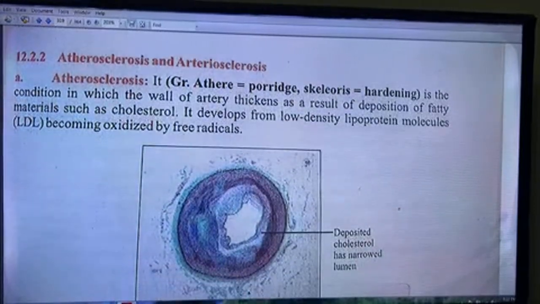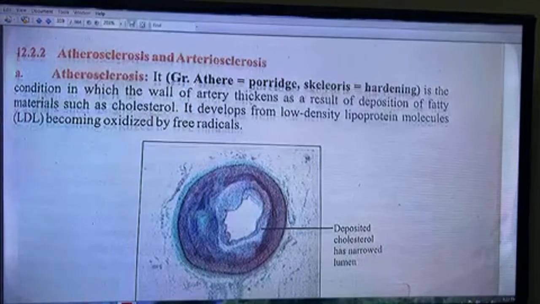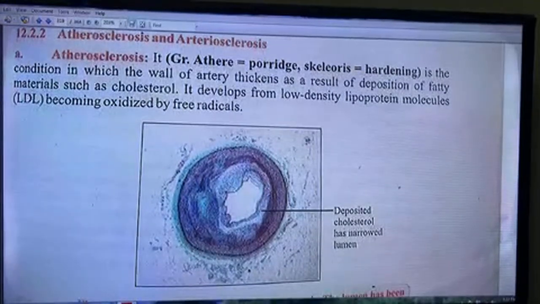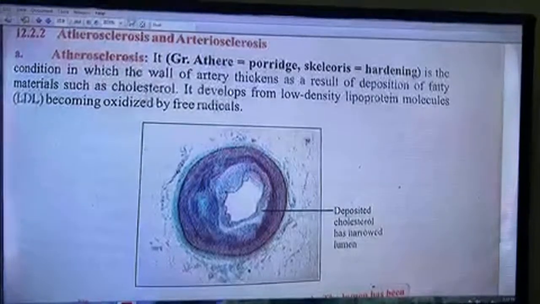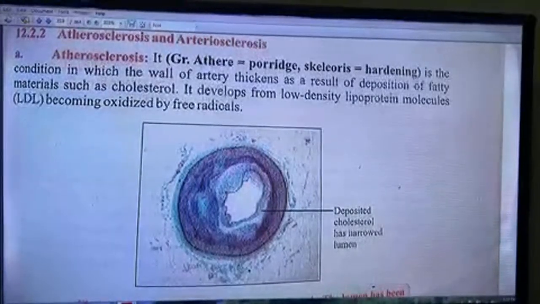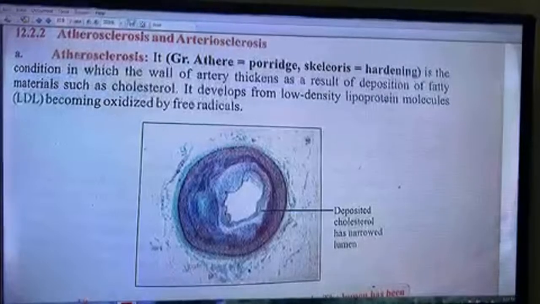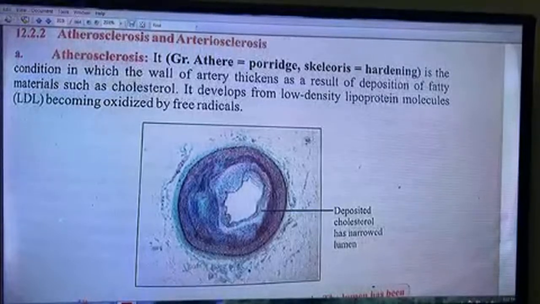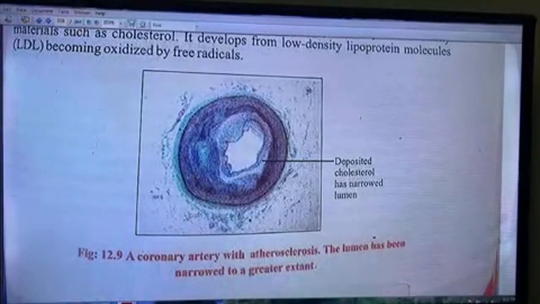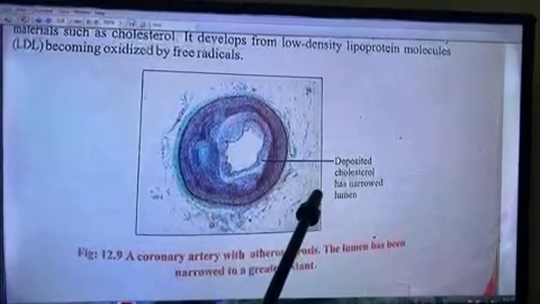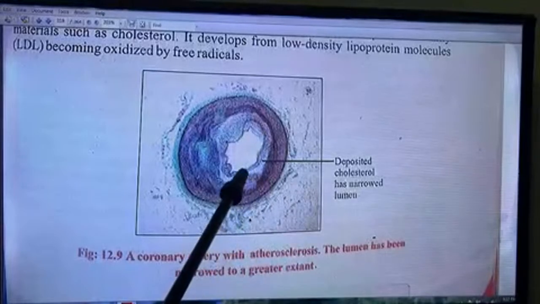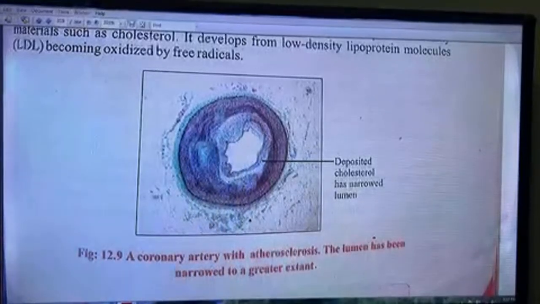Atherosclerosis and arteriosclerosis. Atherosclerosis is the condition in which the wall of an artery thickens as a result of deposition of fatty material such as cholesterol. It develops from low density lipoprotein molecules, LDL, becoming oxidized by free radicals. Deposited cholesterol narrows the lumen. This is a very dangerous situation.